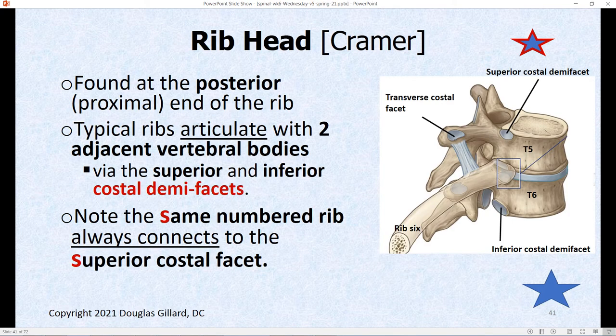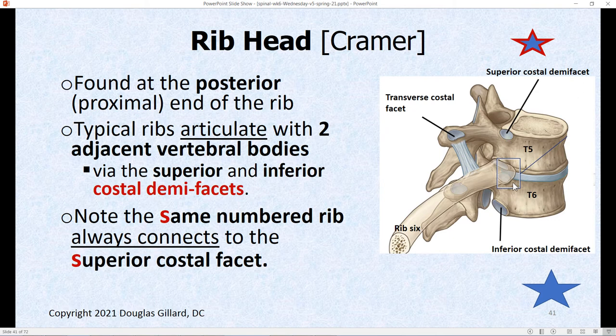The rib head is found at the posterior end again. Remember, most of them connect to adjacent vertebrae. This is a really important concept. We talked about this yesterday, but the rib will connect to the demi-facets of a motion segment. And which rib matches this? If this is T6, what rib is this?